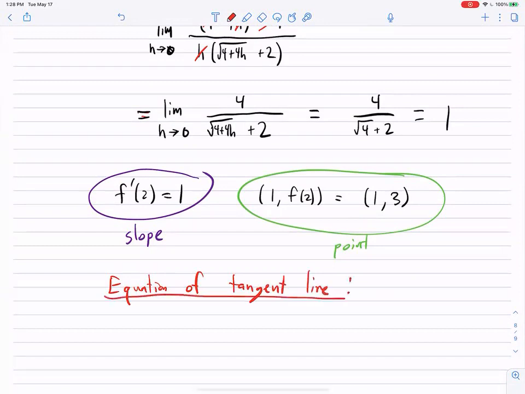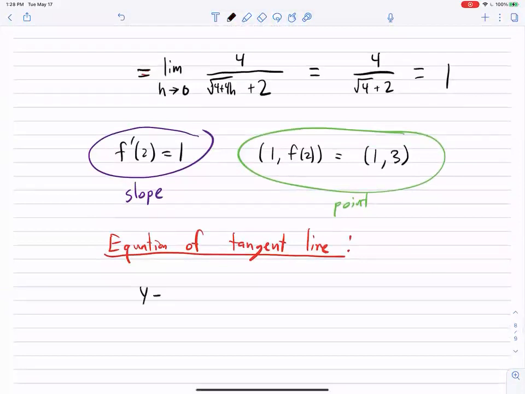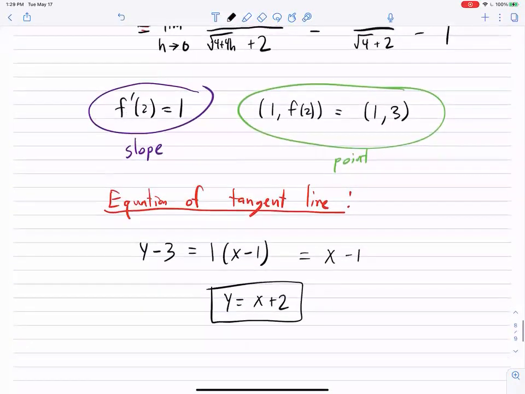It is just going to be, just plug in, y minus the y value 3 is equal to the slope 1 times x minus the x value 2. And so again, if you want to write this, this is x minus 2, and then you add 3, and so y is equal to x, and then if you add 3 minus 2, it'd be plus 1. And so that is the equation of our tangent line.